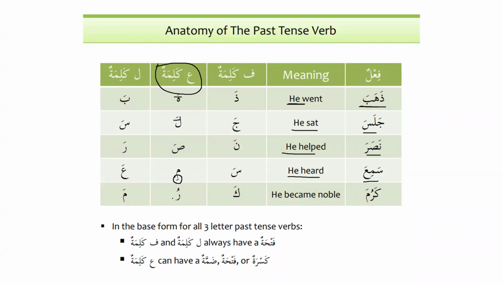And then we have the last one, karuma, he became noble. So here we can see that ain al kalima has dhamma on it. So three possibilities. The second root letter, or the second radical, can have fatha, or it can have kasra, or it can have dhamma. However, the first and the last radicals, they are mabniyun ala al-fath.